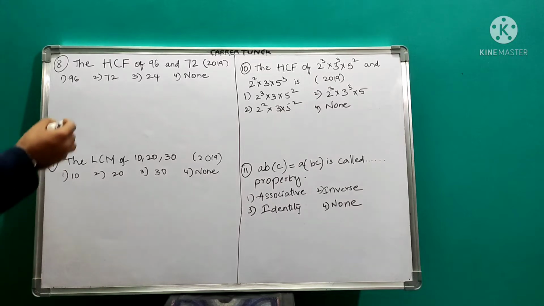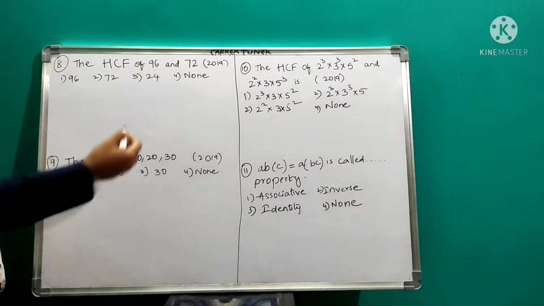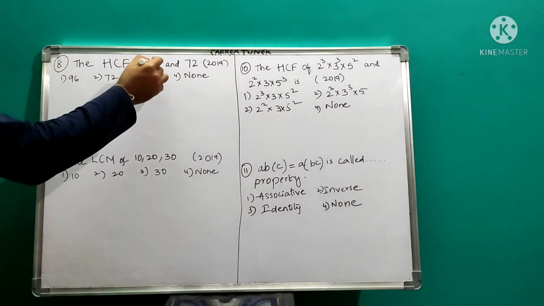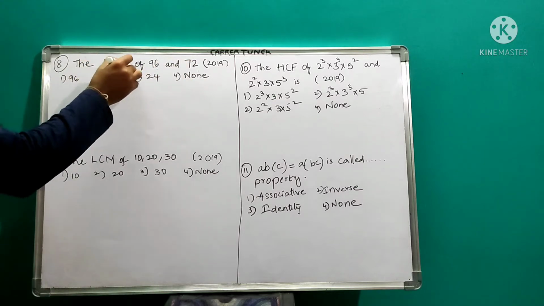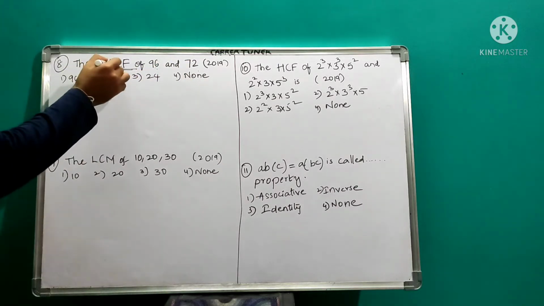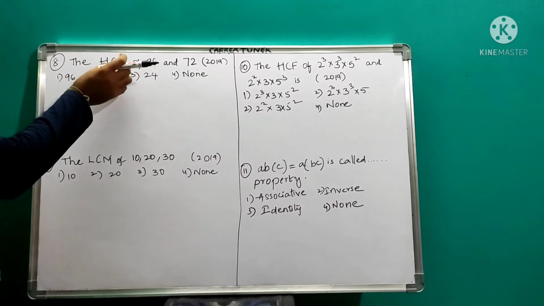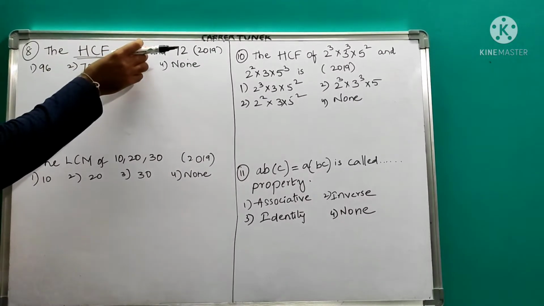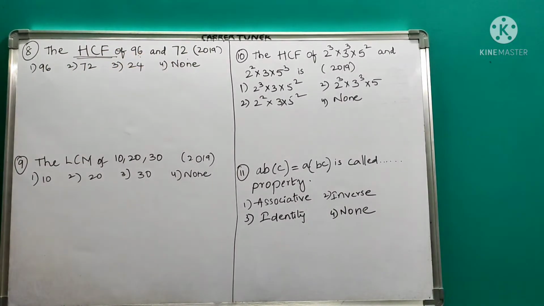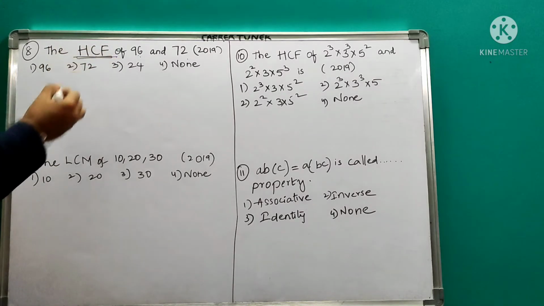Yeah, coming to the next question. The HCF of 96 and 72. Now you see here we have 96 and 72. He is asking for the HCF. What is HCF? Highest common factor. So it should be a factor which is highest and it should divide 96 and 72. That is what you mean by highest common factor.